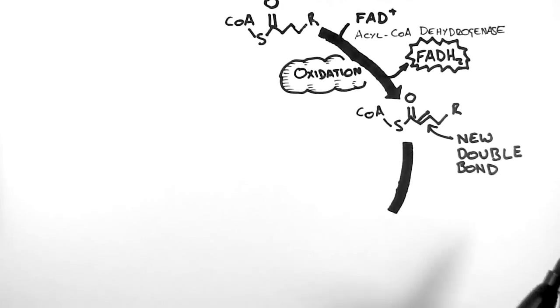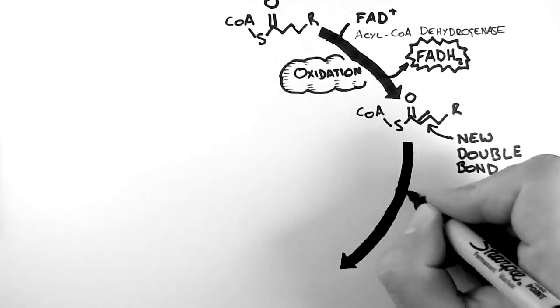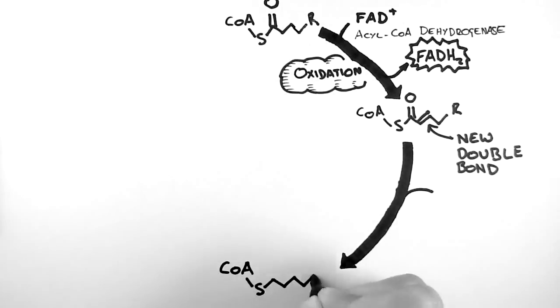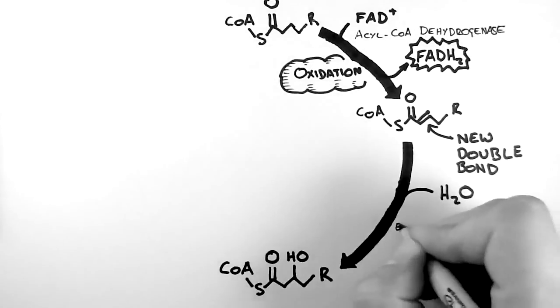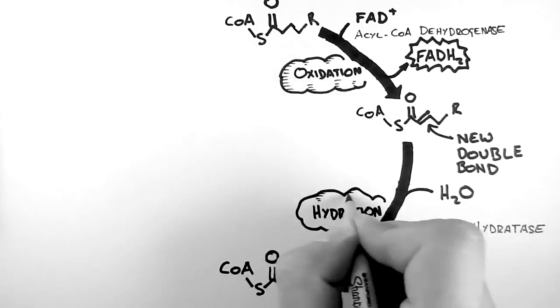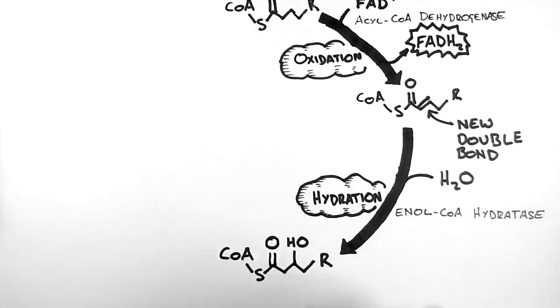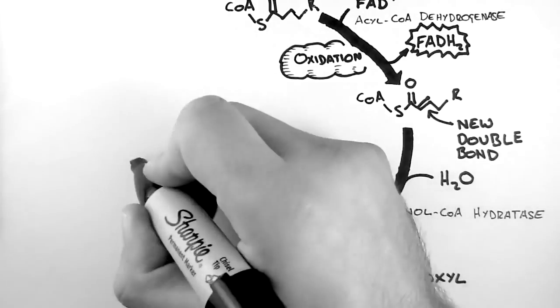Moving along, this molecule with its new double bond gets water added across that double bond, forming an L-beta hydroxyacyl-CoA. The enzyme involved here is called enoyl-CoA hydratase. Because water is added, we call this process hydration. The end result is that we get a brand new hydroxyl group on our beta carbon.